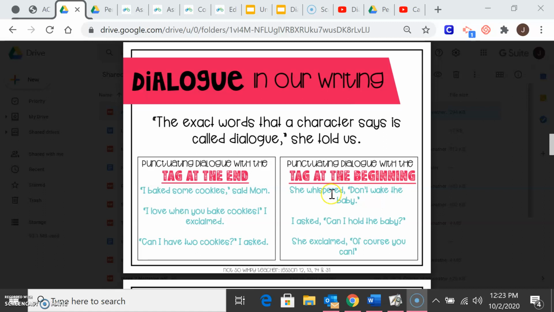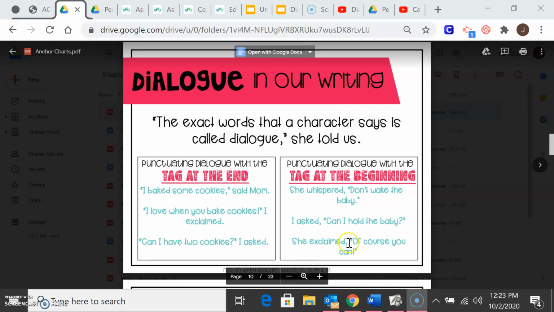Okay, the next one, our tag is at the beginning. "I asked," comma, "Can I hold the baby?" So our quotation marks are around "Can I hold the baby?" And our question mark is inside of there. Okay, because that is what she is asking. "I asked." The next one, "she exclaimed," comma, quotation marks, "Of course you can."